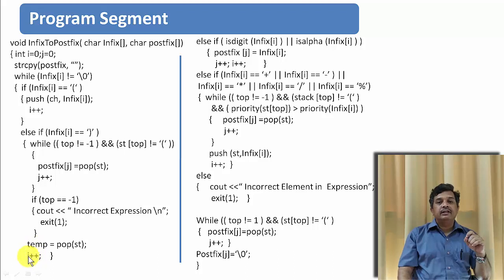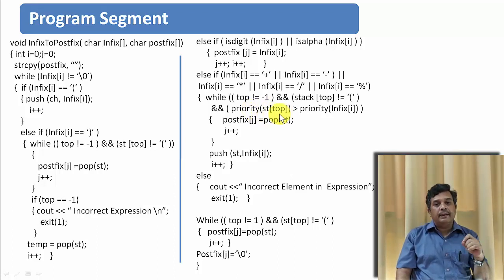If the infix expression is a digit or an alphabet, then what you have to do? You have to take the infix expression and write it in the postfix expression, and i and j variables you need to increment. Otherwise, you are getting a plus or minus or star, slash or percentage symbol. It means all of them are operators. In that case, you have to find the priority of the operator. If the top of the stack is having higher priority than the scanned element, then you have to pop it and write it in the postfix expression. Otherwise, you have to push the operator onto the stack.